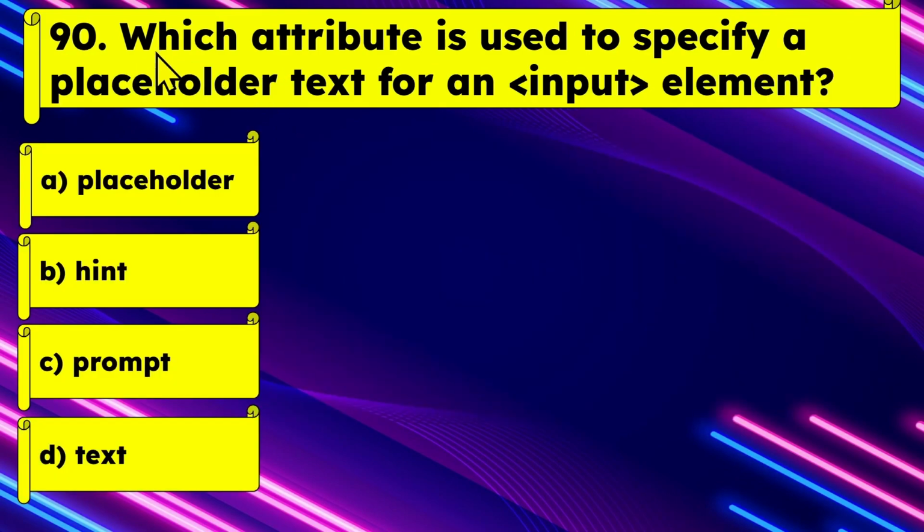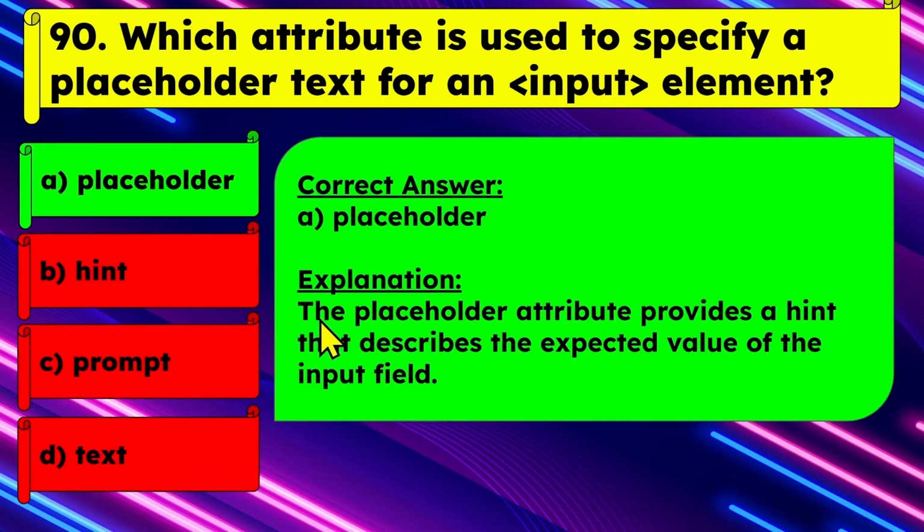Next question is, which attribute is used to specify a placeholder text for an input element? Option A, placeholder, option B, hint, option C, prompt, and option D, text. So here definitely the correct answer will be placeholder. As you can see, the placeholder attribute provides a hint that describes the expected value of the input field.